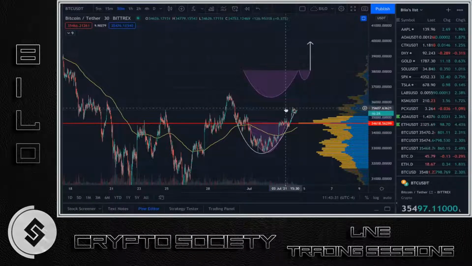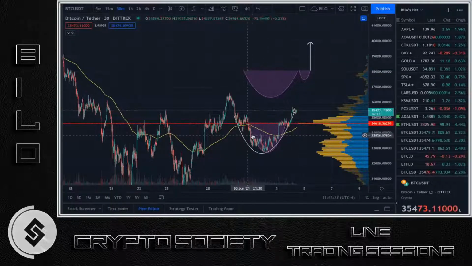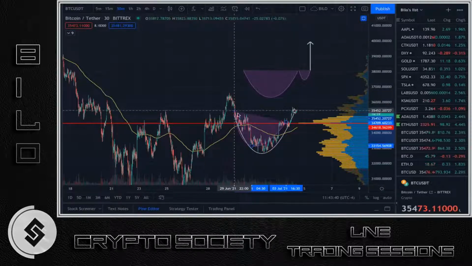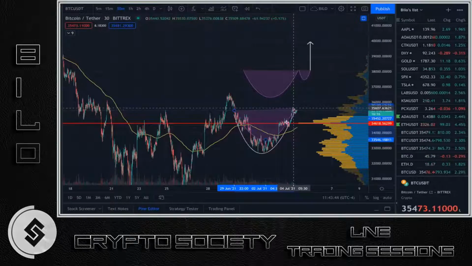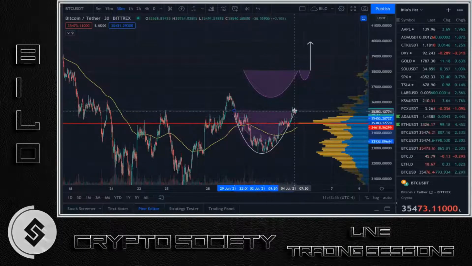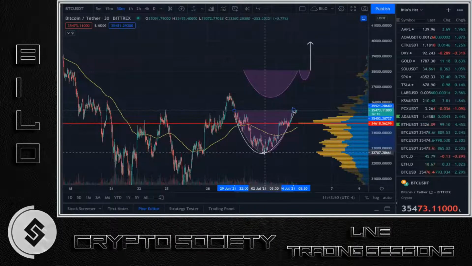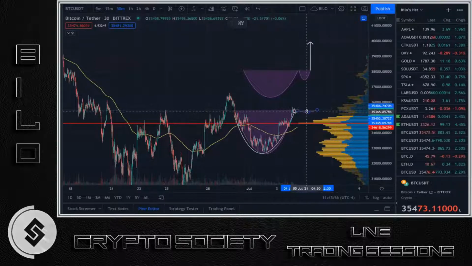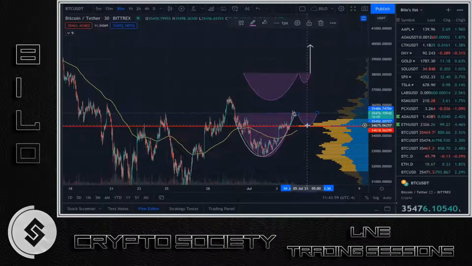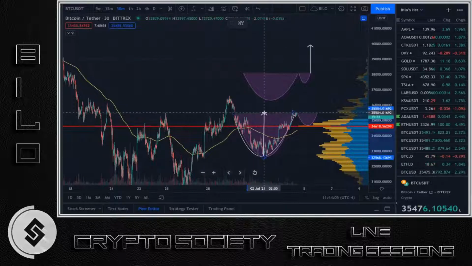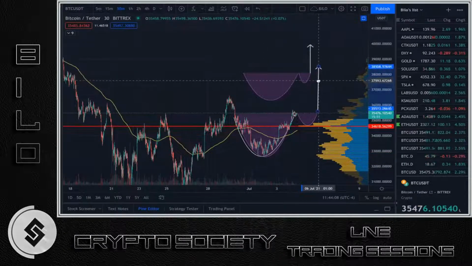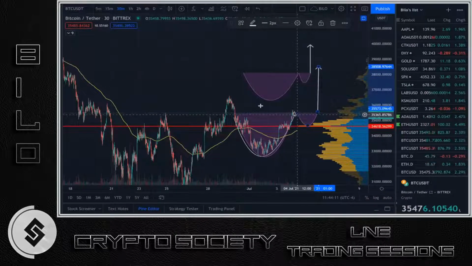But why stop there? Theoretically, this could also now dip and also be a cup and handle. So we're looking at all these options. Here's our cup and handle that we're looking at currently, and we could dip down somewhere to here. And now the target of this cup and handle is 38,500.